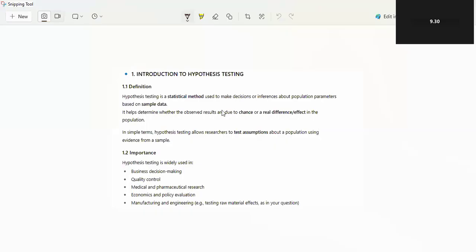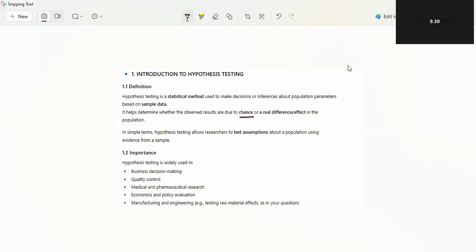It is simply a statistical method that is used to make decisions or inferences about a population parameter based on sample data. So hypothesis testing helps us to determine the results that are due to chance, the results that are due to effect. So it is there to test the actual difference that exists within the population parameter.